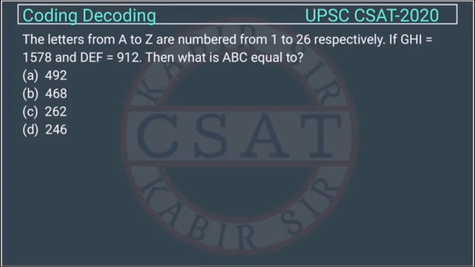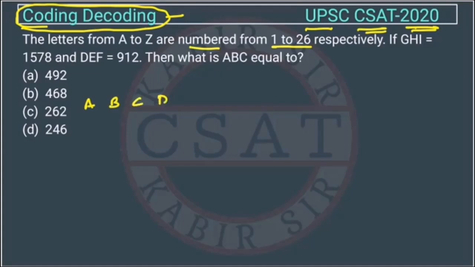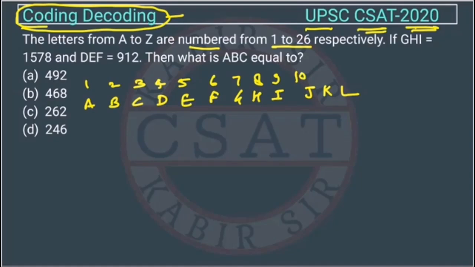So this question is of reasoning taken from chapter Coding and Decoding asked by UPSC in their CSAT paper of 2020, right? So this is an important question. The letters from A to Z are numbered from 1 to 26, right? So this is the alphabet like A, B, C, D, E, F, G, H, I, J, K, L in this way, right? And it is numbered. So first, second, third, fourth, fifth, sixth, seventh, 8, 9, 10, right? In this way, 11, 12, right? So in this way, we will go till Z, right? So this is numbered like this.